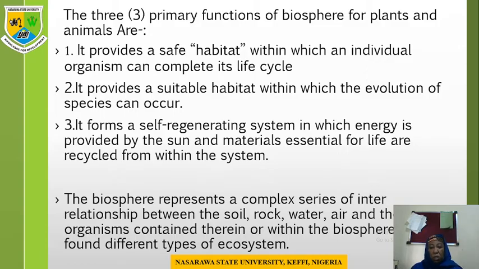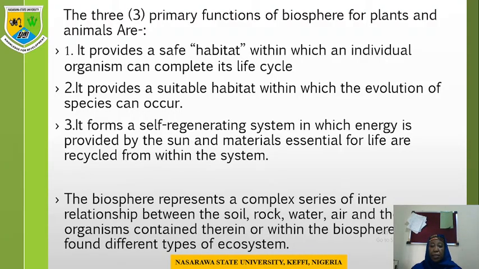So there are functions of the biosphere. I would like to state three functions of this biosphere. The three primary functions of the biosphere of plants and animals are: it provides a safe habitat within which an individual organism can complete its life cycle. So the biosphere provides a habitat, that is a place, an environment for an individual organism to complete its life cycle. And the second one, it provides a suitable habitat within which the evolution of species can occur.